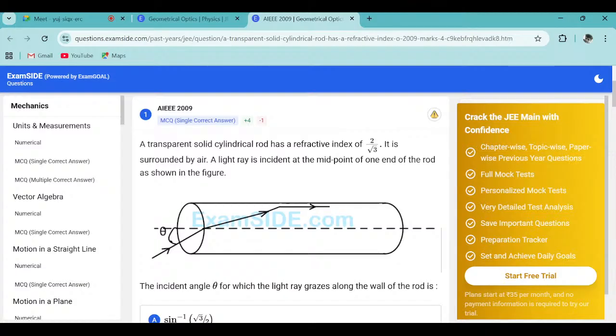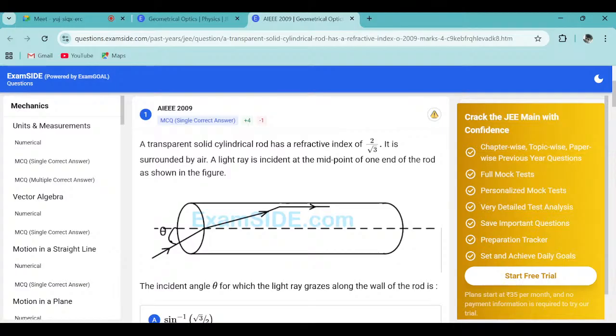So what is your grazing angle? I mean, angle of incidence or critical angle, how much, Akash? 60, right? So the angle of refraction would be 30, isn't it? Yes, sir. Okay, now on the vertical face, which is cylindrical, at which the angle of incidence is theta, you apply Snell's law. 1 into sine theta, I repeat, 1 into sine theta is equal to mu, which is 2 by root 3, into sine r.